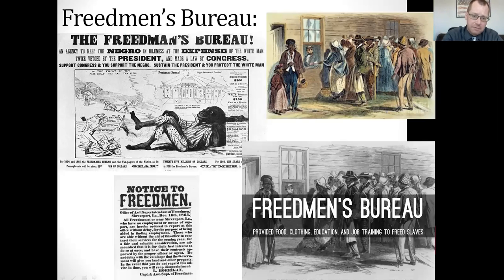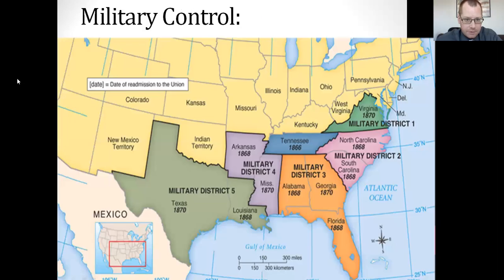Now, this was not just for free blacks, but low-income whites. And this was fine and all, but like many, unfortunately, federally funded programs when we're trying to help people out, they don't get as much money. They don't last as long as they need to really make things work. But the Freedmen's Bureau is at least a step in the right direction.